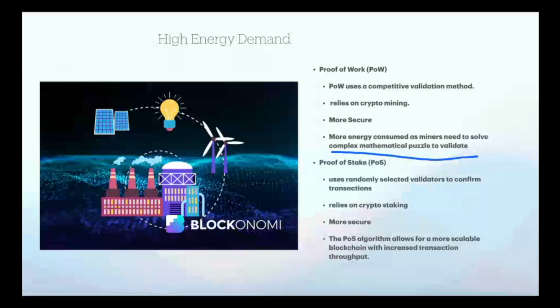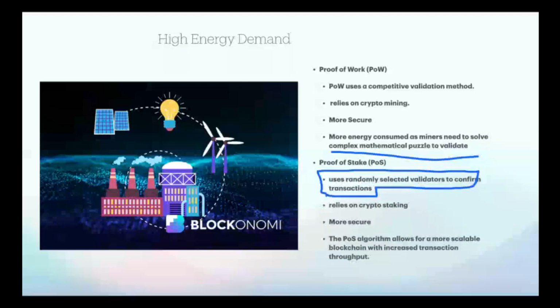But recently the consensus algorithm proof of stake (POS) has come. It uses randomly selected validators to confirm transactions. So if a transaction is committed, you just randomly select some validator to validate the transaction. It is something like when you purchase a house agreement.